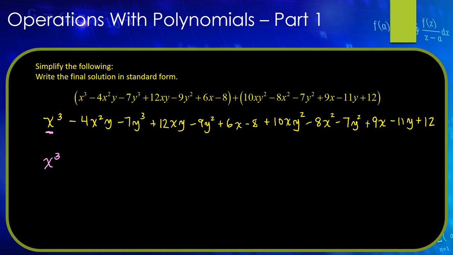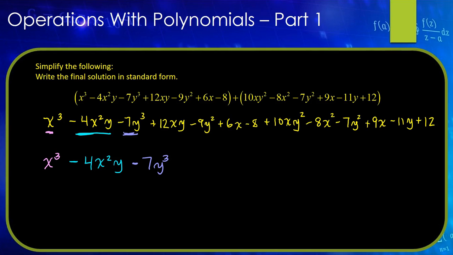I don't really have anything that has a higher degree. I have other things that have the same degree, but there's no more x cubes in there, so I'm just going to rewrite that one. The next one over is a minus 4x squared y. There's no more x squared y's, so I rewrite that again. I have a minus 7y cubed. There are no more y cubes, so I just rewrite that one too.